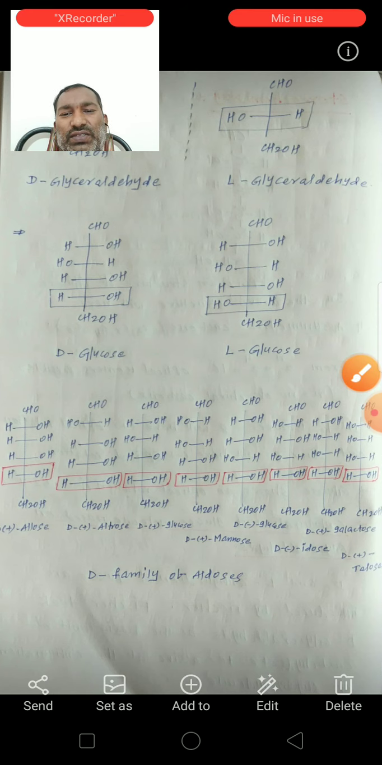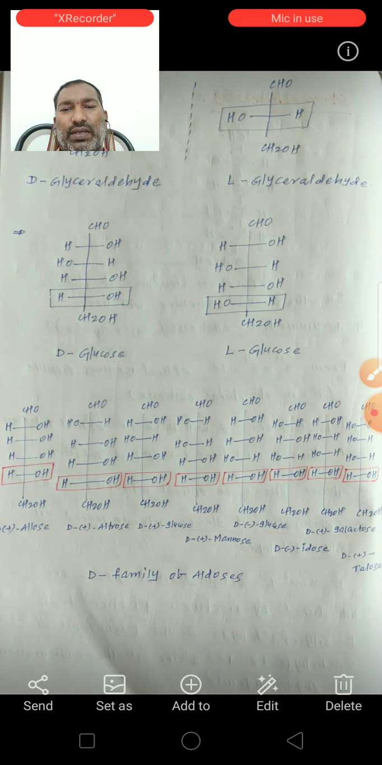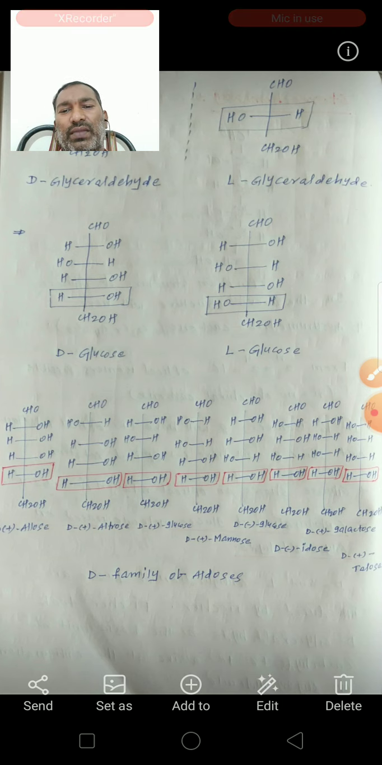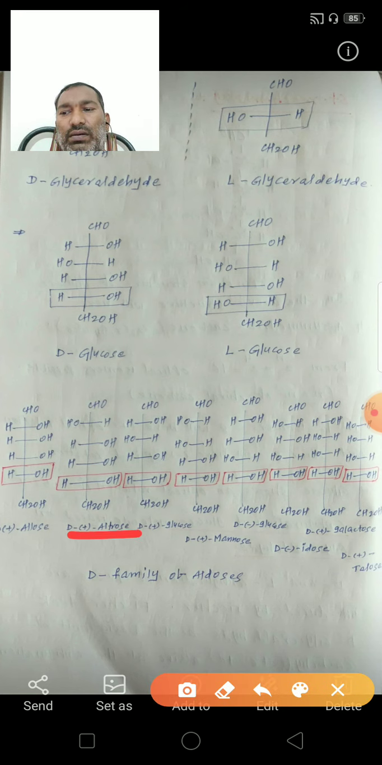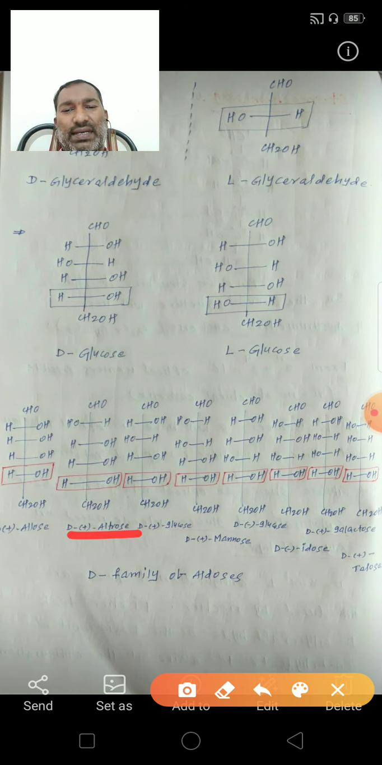See here, the first one is D plus allose. In D plus allose, second carbon OH is right, third carbon OH is right, fourth carbon OH is right, fifth carbon OH is right. All OH groups are on the right side in D plus allose. The second one is D plus altrose. In it, second carbon OH is left, third carbon OH is right, fourth carbon OH is right, fifth carbon OH is right.